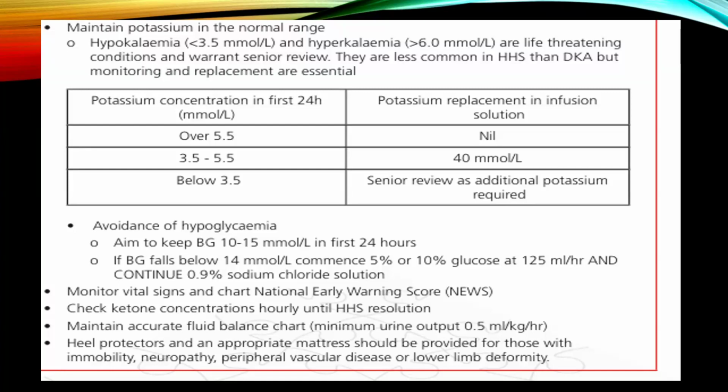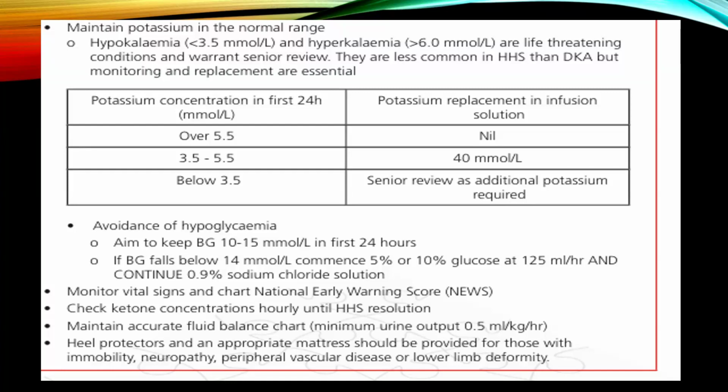If the potassium is over 5.5, then do not replace the potassium. If it is between 3.5 and 5.5, then replace the potassium at 40 mmol per liter. And if it is below 3.5, then senior review for additional potassium replacement is needed.